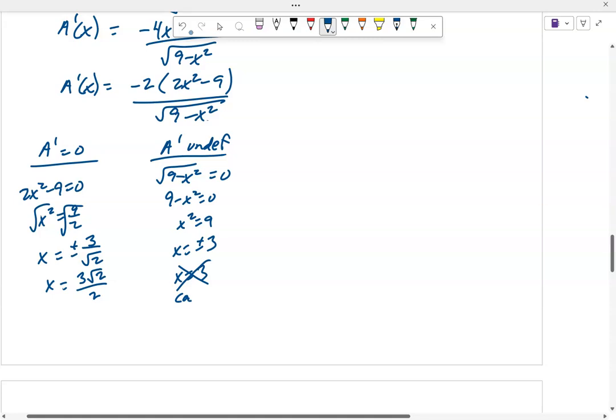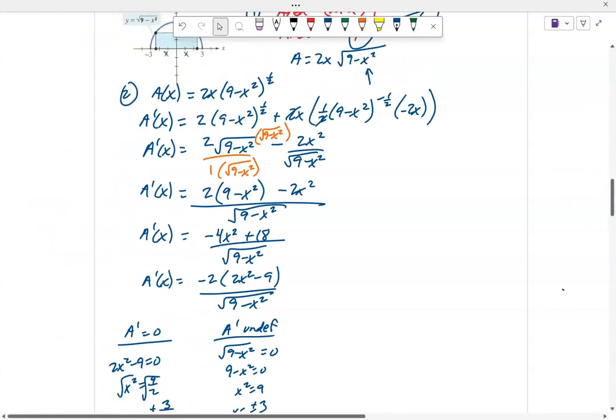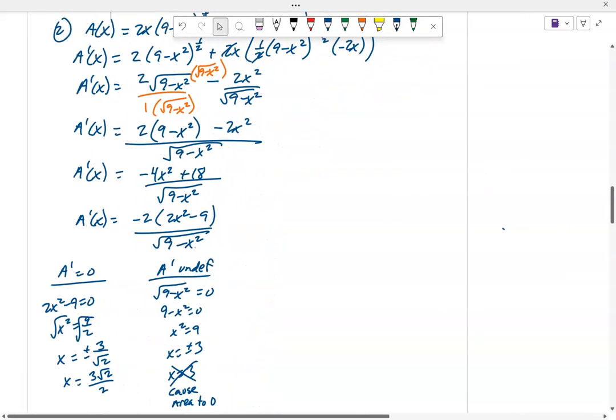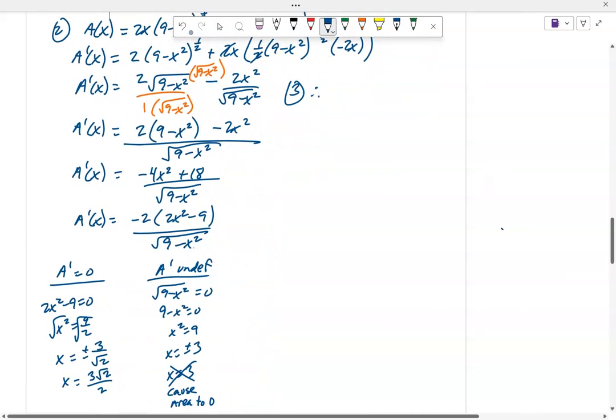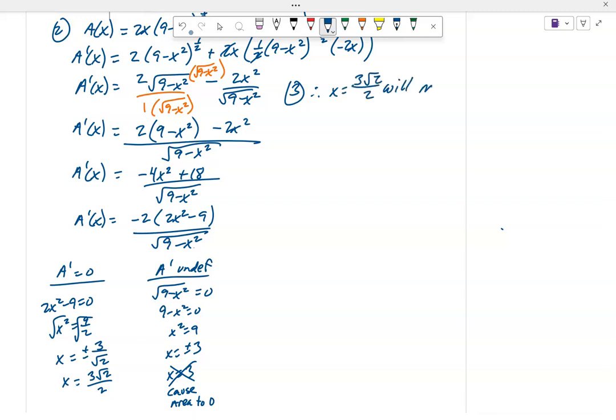Remember, we're trying to maximize the area, so I don't want to use that. So therefore, I'm left with that 3 root 2 over 2. Therefore, 3 root 2 over 2 will maximize area. So we've got this area function. I got 2x times the square root of 9 minus x squared. Let's throw in 3 root 2 over 2.